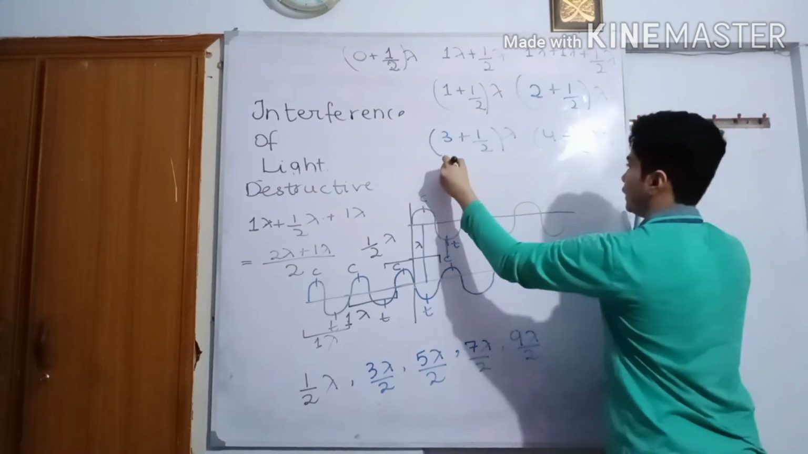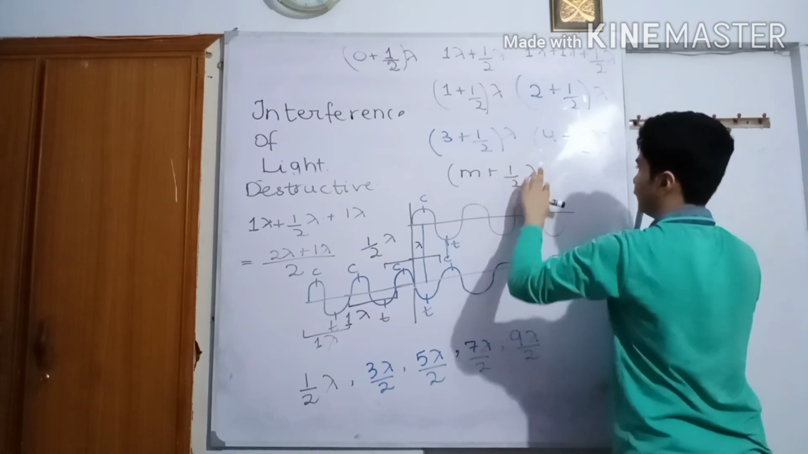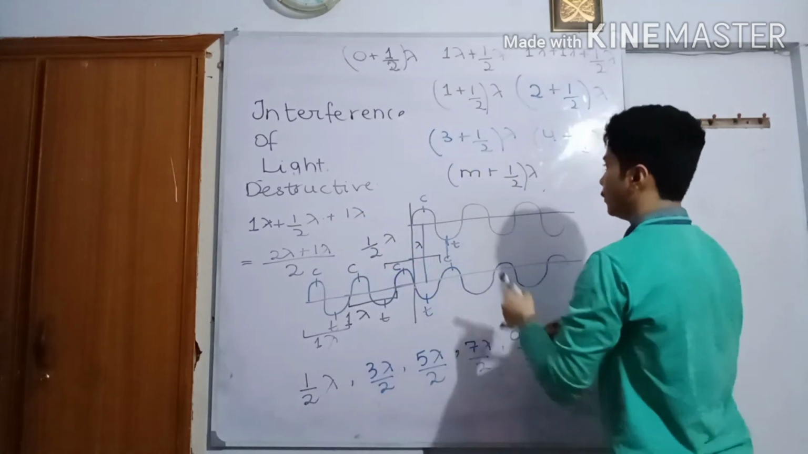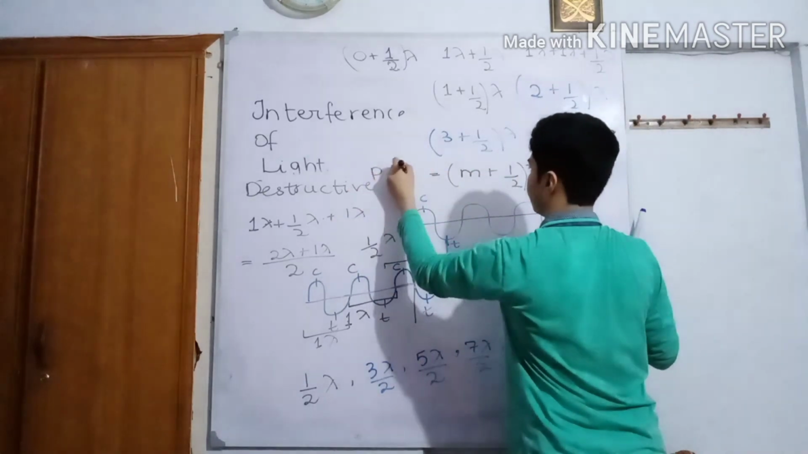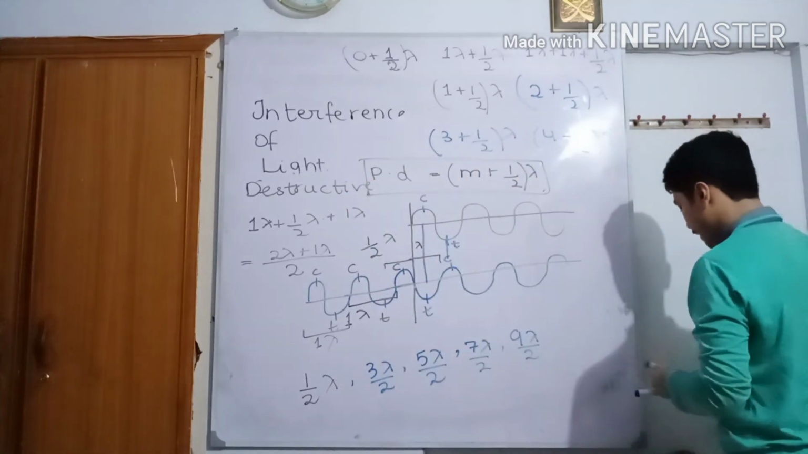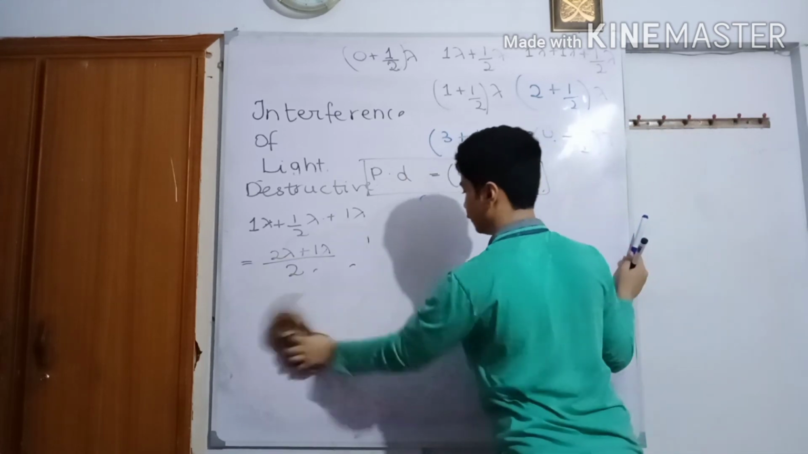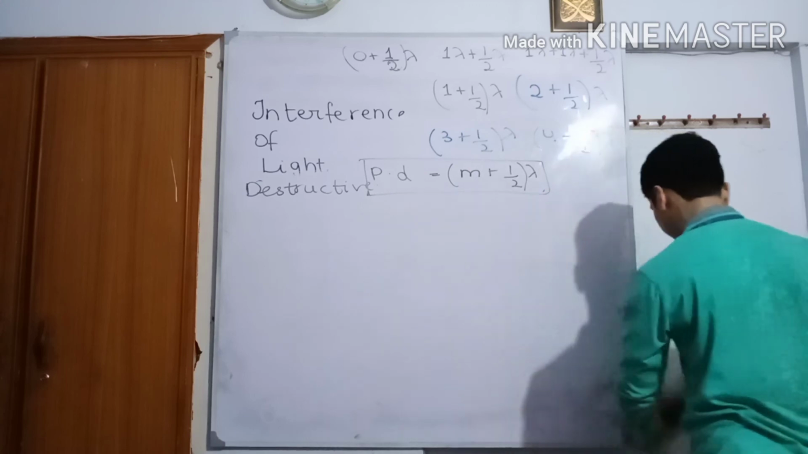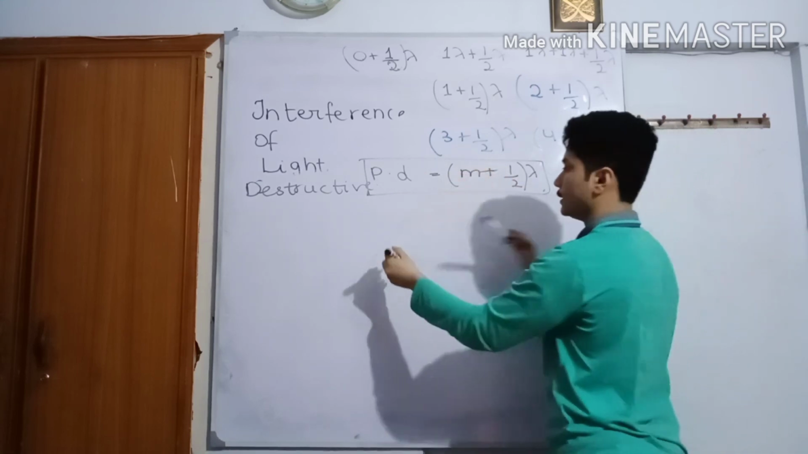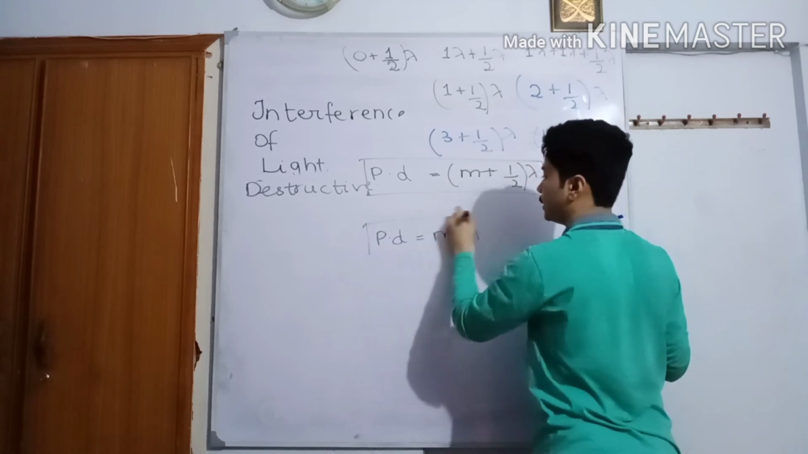And when you say that it is m plus half into lambda, what kind of interference is this? This is destructive interference. So we have developed a general equation of path difference for destructive interference. So we have developed two equations. I'm gonna erase all of those. When path difference is m plus half into lambda, then the interference is destructive. When path difference is m lambda, then interference is constructive.